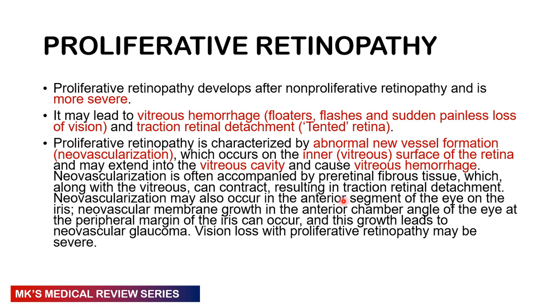And this neovascularization also may occur in the anterior segment of the eye. On the iris, the neovascular membrane actually can grow into the anterior chamber at the angle of the eye and at the peripheral margin of the iris, and this can actually lead to neovascular glaucoma. Remember that vision loss with proliferative retinopathy may actually be much more severe.